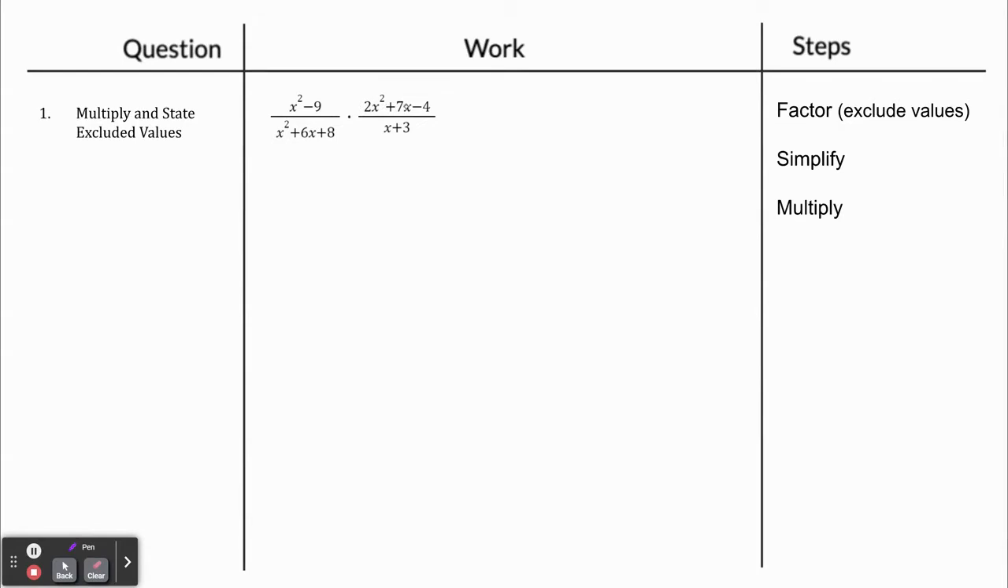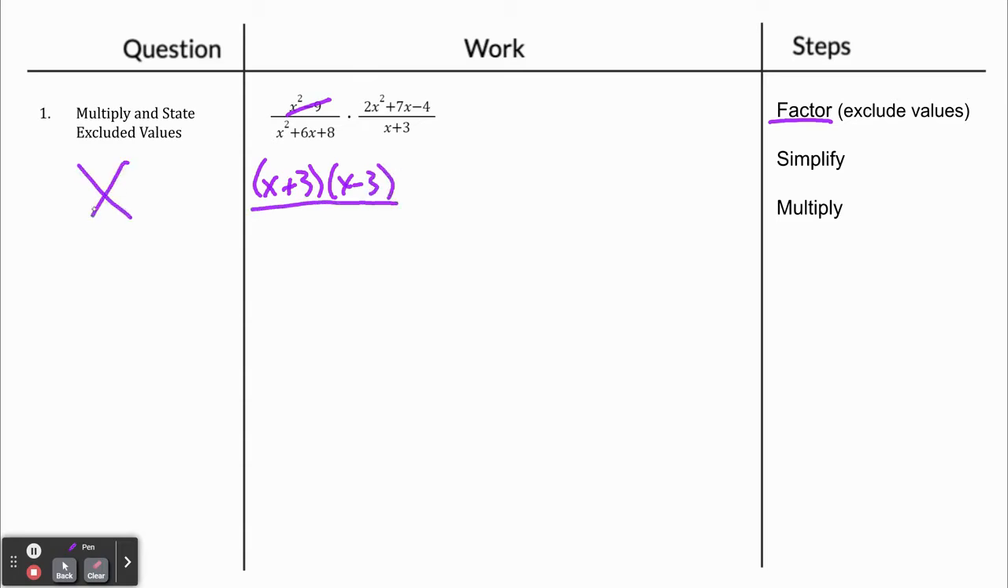Here is to multiply these two rational expressions and state the excluded values. So the first thing I'm going to do in any of these types of problems is to factor each numerator and denominator first. So this becomes a difference of squares. So x squared minus 9 is the same thing as x plus 3 times x minus 3.